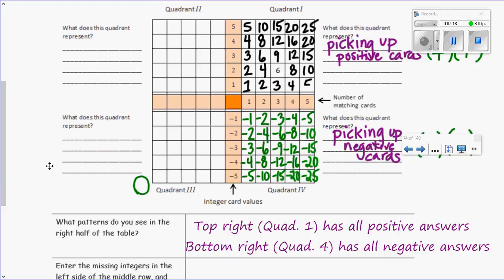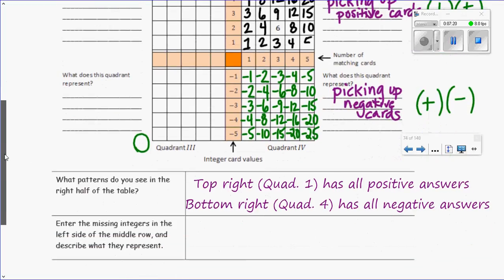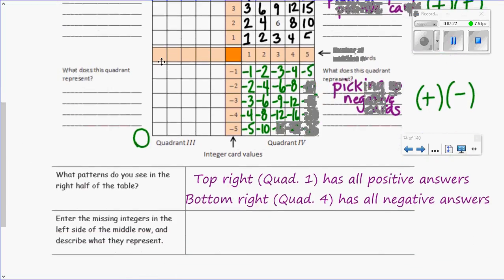Okay, now we're going to enter in the missing integers on the left side right here. So if I'm picking up 1 card or 2 matching cards or 3 matching cards or 4 matching cards or 5 matching cards, I can also put down 1 matching card, or I can discard 2 matching cards. I can discard 3, I can discard 4, and that is going to be represented with a negative integer. So that would be discarding 1 card, that would be discarding 2 of the same cards, this would be discarding 3, discarding 4, and discarding 5 matching cards.